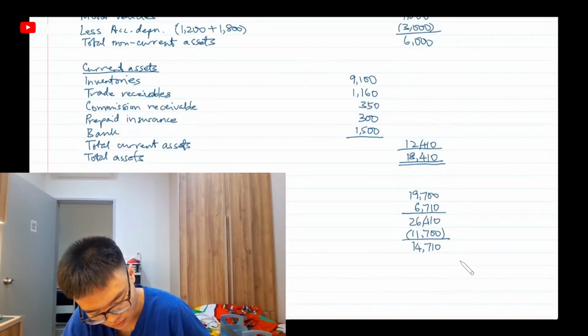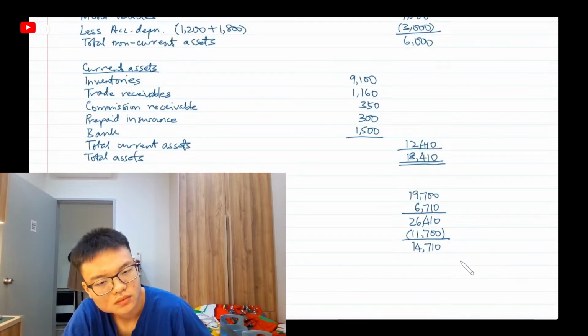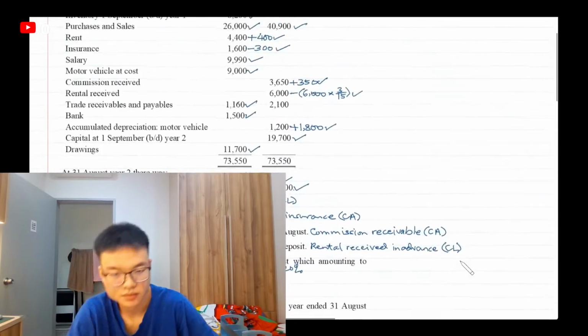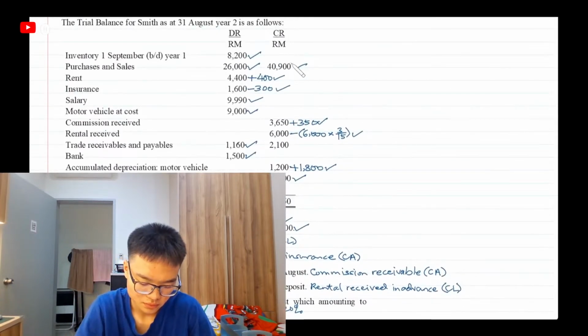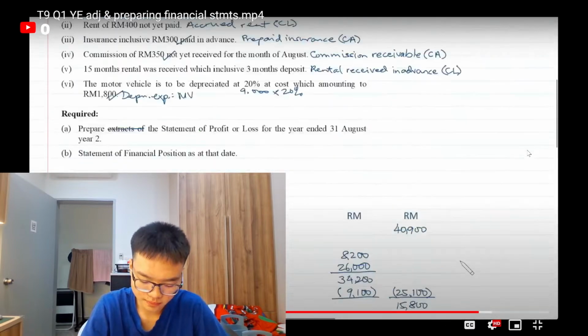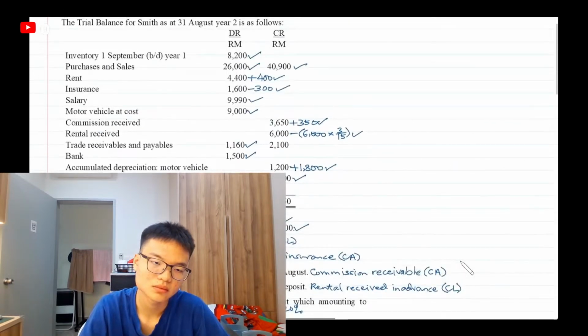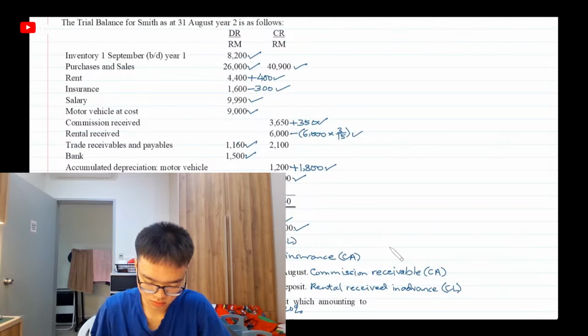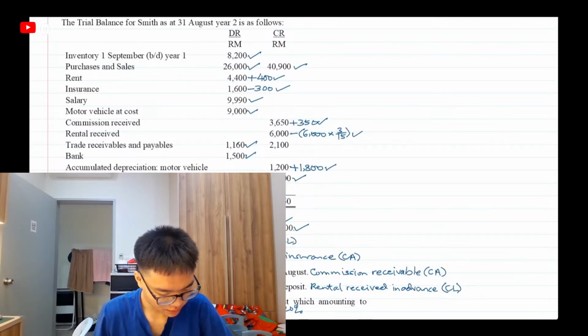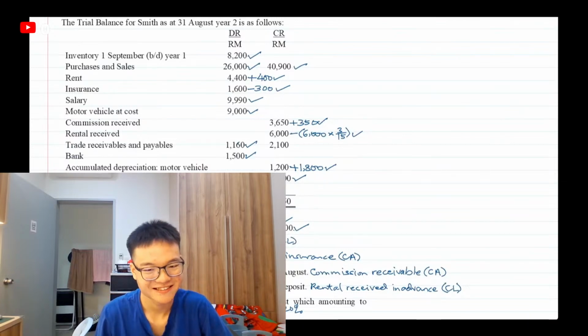Finally, we list down all our liabilities. We start with non-current liabilities. So you look at the trial balance, credit side, ignore all this with a tick. We have one. This is trade payables, but trade payables is a current liability. No more. So we don't have any non-current liability. We only have current liability. Starting with trade payable.